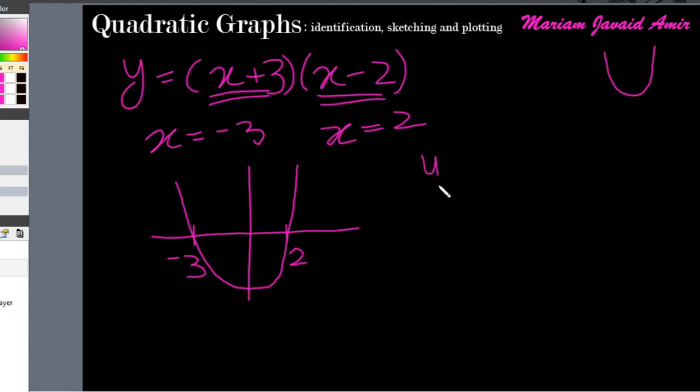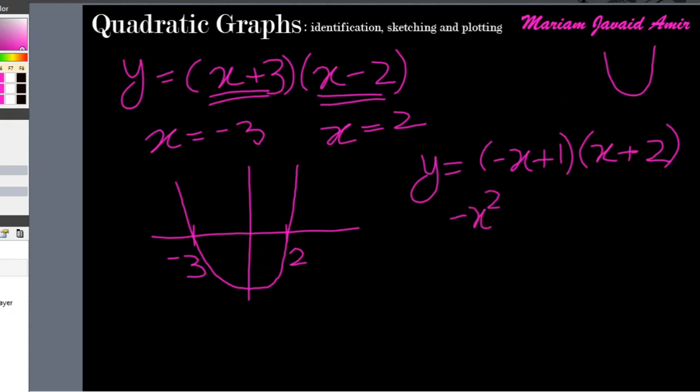Similarly, if we have an equation y equals, let's say, -(x + 1)(x + 2). So now the coefficient of x square will be negative. Open this, you will get negative x square, negative 2x plus x plus 2. And so it's a quadratic equation whose coefficient of x square is negative. So the graph will be an inverted U graph, right?